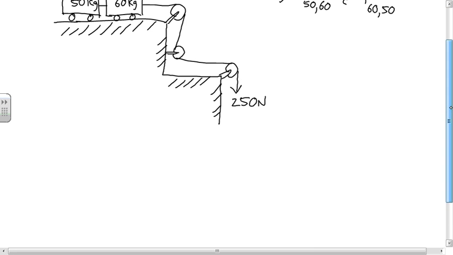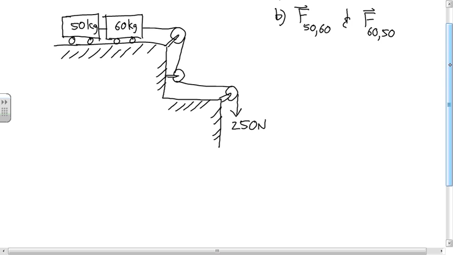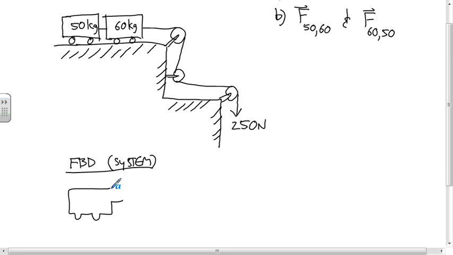Okay, so when you're trying to calculate the acceleration, the plan is pretty much always to isolate all of the objects that are connected. So, free body diagram of the whole system. So there's one. There's the other one.